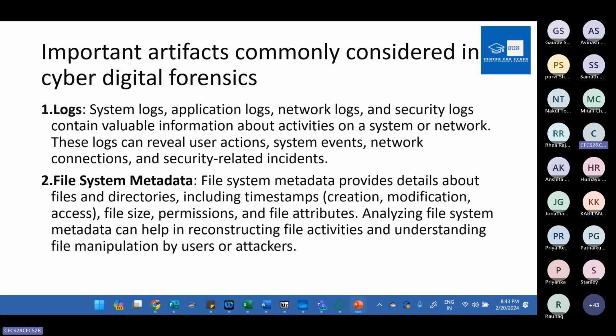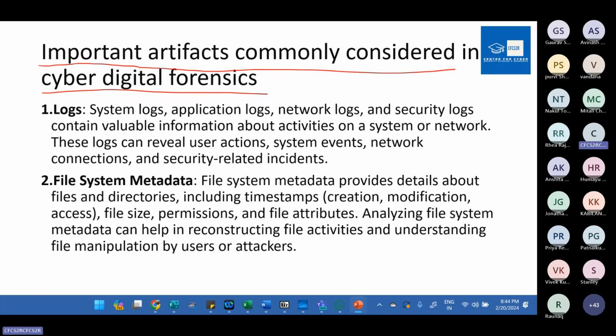Okay, so now let us talk about important artifacts commonly considered. Sir, I have one question. Yes, please go ahead. Which security regulation do I follow if a European company is operating in India, the IT Act or GDPR? If the case is being processed in a court of law in India, then the IT Act will prevail. It all depends on where the case is being tried.